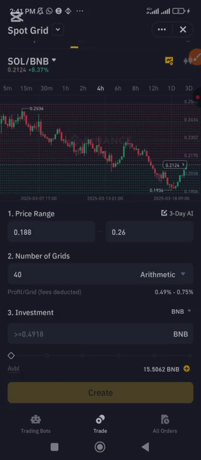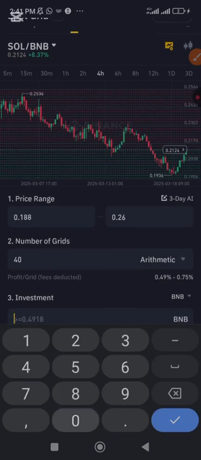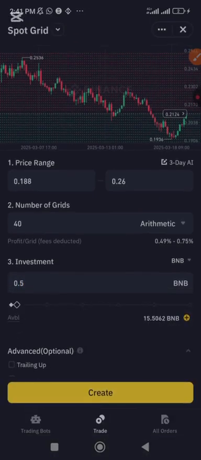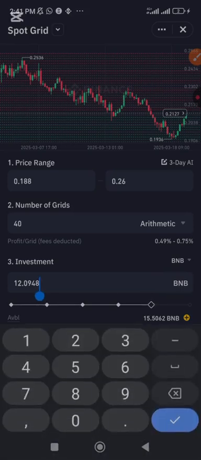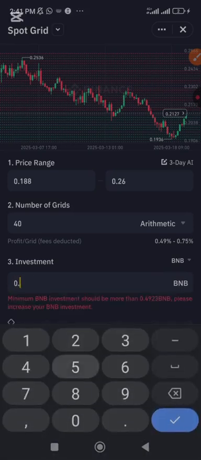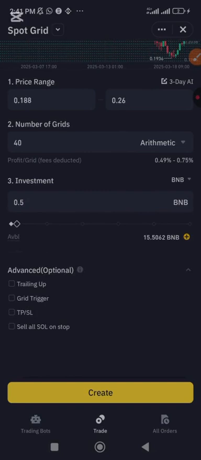So what we are going to do now is just let me use 0.5 BNB. Then you come under this advanced options. You see grid trigger. This grid trigger is the price.